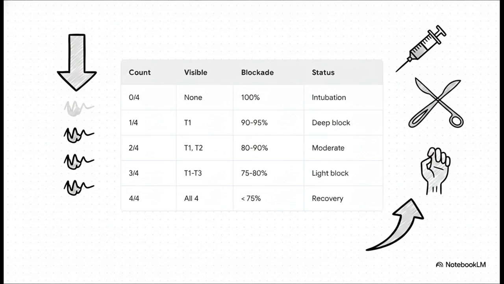At 1 or 2 twitches, you're in a deep to moderate block, which is perfectly sufficient for maintaining most regular surgeries. But once you hit 3 twitches, that block is getting light. And trust me, your surgeon might start complaining about muscle tightness. And finally, when all 4 twitches are back, the receptor blockade has dropped below 75%, and you are firmly in the recovery phase, which requires reversal.